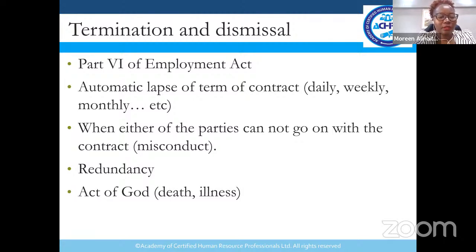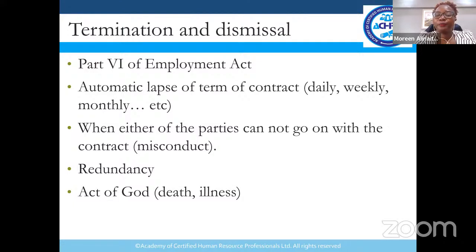Acts of God, maybe death of an employer or death of an employee. The contract will automatically terminate because there will be nobody to be employed or nobody to employ the employee. It also can terminate in cases of illness. Maybe there is prolonged illness that cannot be expected to end soon. The contract can terminate as well.